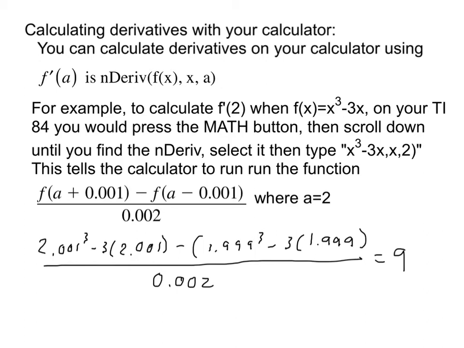So when we do that with this function, I wrote out what the calculator will actually calculate there, and it should give you an answer of about 9. It might have a decimal point or something after it, 0.00 something, but that should be pretty close to what your calculator gives you.